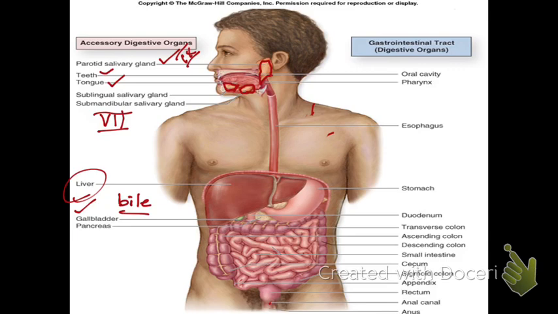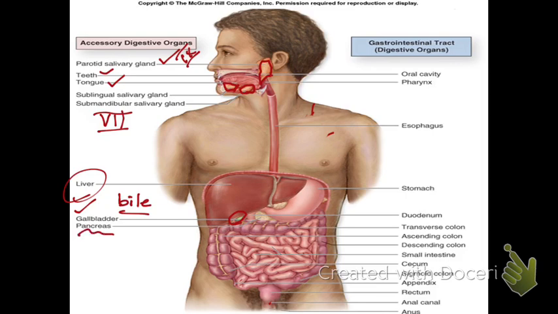The gallbladder is shown here as this green organ. It's on the inferior surface of the liver. You're going to see the gallbladder very clearly in your fetal pig dissections. And then lastly, related to the digestive system is the pancreas.